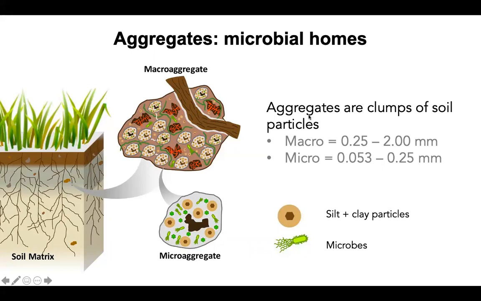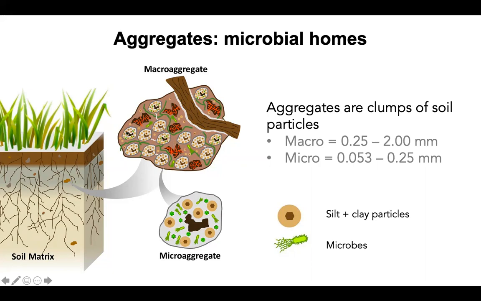So we have different size aggregates. Here we have a nice little illustration where you can see this is what the silt and clay particles are. And then we have some microbes in there too. A microaggregate here is about 0.053 millimeters to 0.25 millimeters in size. These microaggregates are built up of silt and clay particles and microbes, and it's all glued together with soil carbon. Then those come together and form what's called a macroaggregate. Macroaggregates are 0.25 to 2 millimeter size clumps.